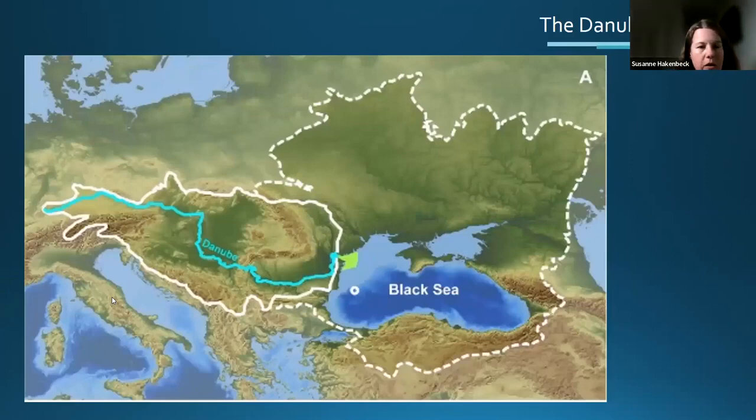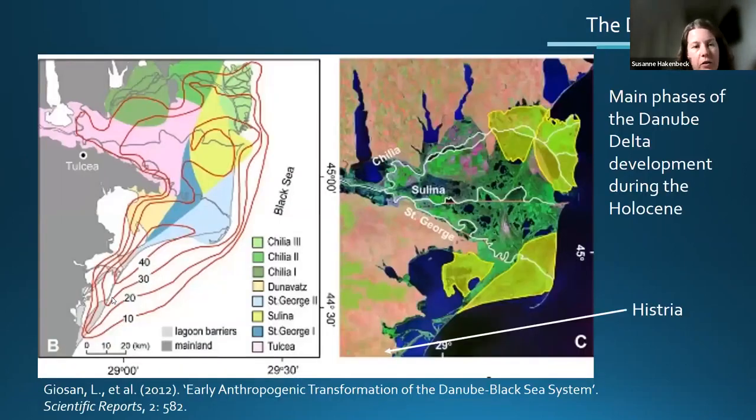Here on this slide, you can see the full extent of the Danube watershed. It's huge. The river is almost 3,000 kilometers long, and the delta is here marked in yellow. Given the length and the extent of this watershed, it's really interesting that the delta in its present shape is only about 2,000 years old.